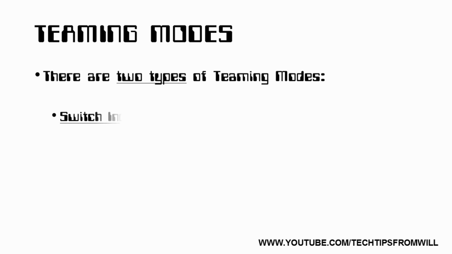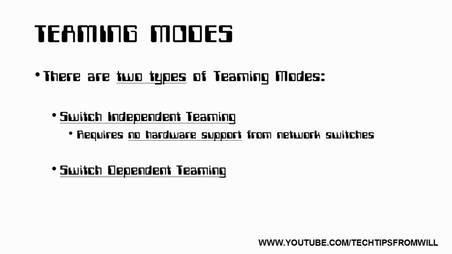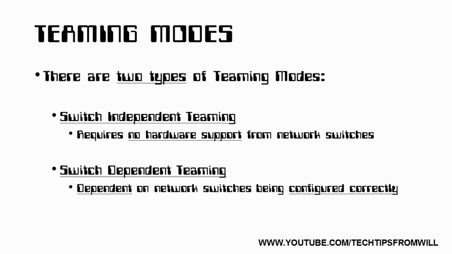These are switch-independent teaming or switch-dependent teaming. The main difference between the 2 teaming modes is that switch-independent teaming requires no additional hardware support from the switches on your network. Switch-dependent teaming, however, is, as the name suggests, dependent on your network switches being configured correctly. Let's start by taking a closer look at switch-independent teaming.